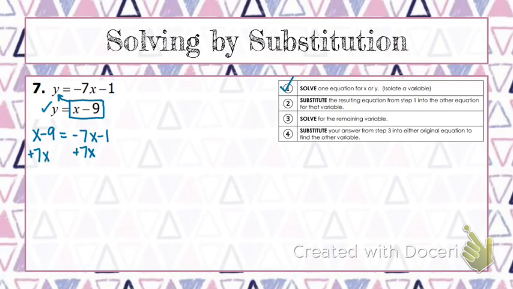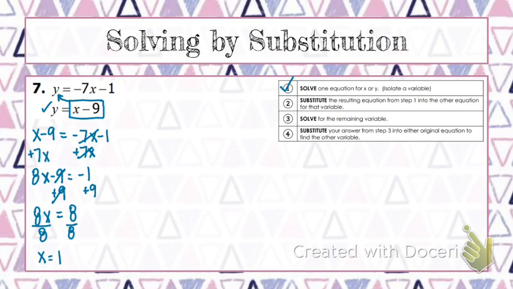And there are multiple ways you could tackle this. You don't have to use my exact method. You could have added 9 or added 1 or subtracted x. There's lots of different ways you can solve this equation for x, but you just need to be able to solve for x. So that's what we're doing. Here we have 8x equals 8. When we divide both sides by 8, we get x equals 1.